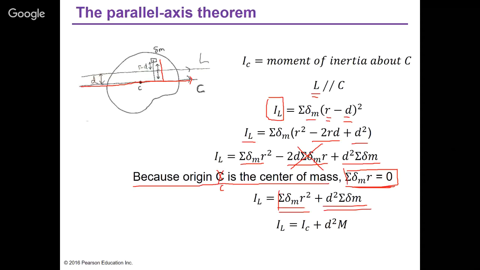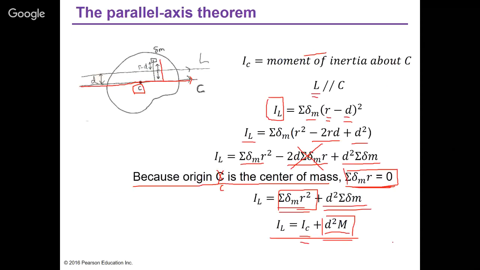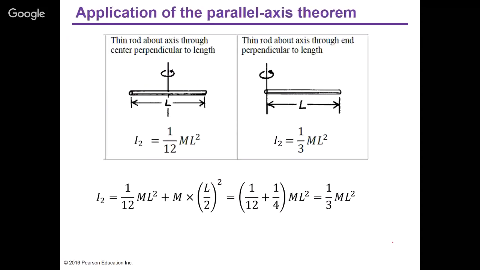And the first term will just be the moment of inertia about c, about this axis that passes through the center of mass, and then the second term is d, the distance away from c, squared, times m, right? Okay, so that's how this parallel axis theorem can be proved and derived.